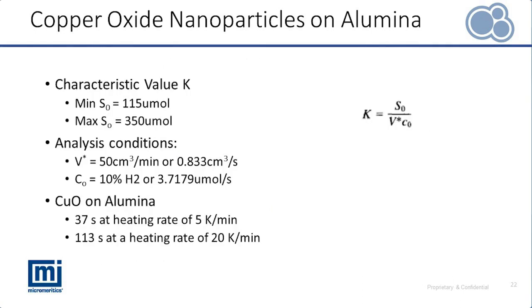Here is an example calculation from the data gathered on copper oxide. With the minimum and maximum reducible amounts determined from the previous graph and the analysis conditions used for this collection, a K value of 37 seconds through 113 seconds was determined using a similar heating range as Monti and Baiker. This K range is shifted to lower values as compared to the nickel oxide data he presented.